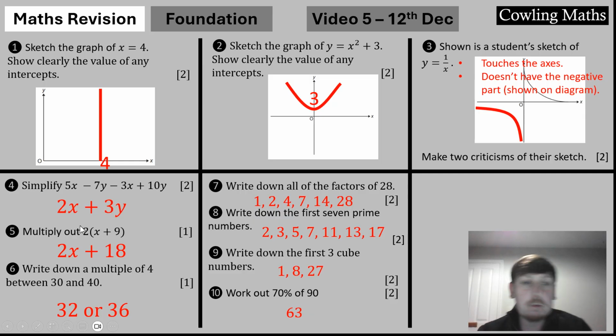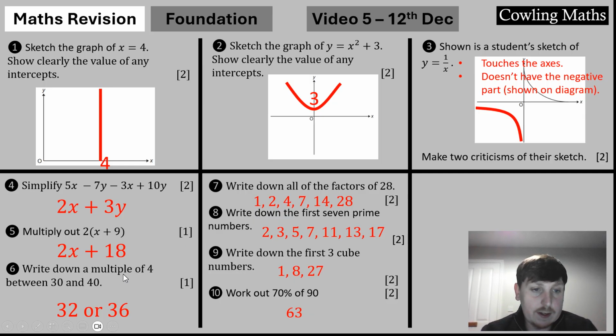Question 5 says multiply out. That's very specific to OCR. For some reason it's always worded like that. If you're on AQA or even on OCR, it can sometimes say expand. If it says expand, you must remember that's the same as multiply out. You basically have to times what's on the outside with what's on the inside. So 2 times x makes 2x, and 2 times 9 makes 18. So the final answer, 2x plus 18, that is just a 1-mark question, that one.